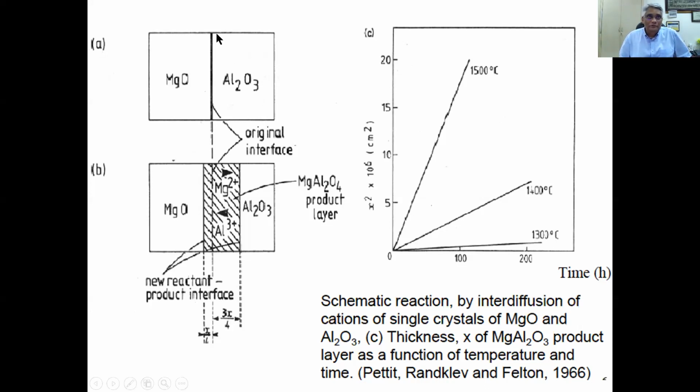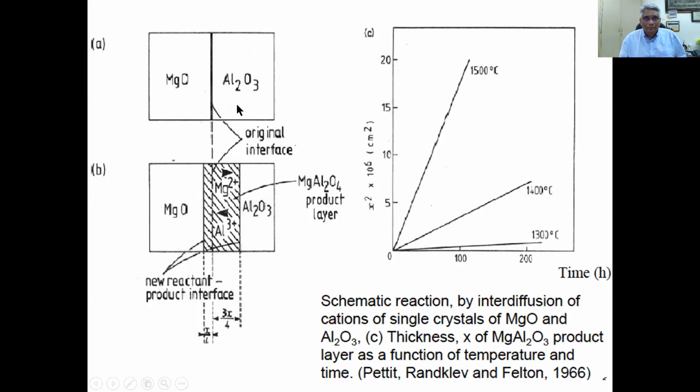Now, what happens when you subject a combination of these two to high temperature heating? You'll start, so there can be no diffusion at room temperature, obviously, because you need to give energy to these ions to diffuse across. And so what we are doing in that process is, when you subject this block consisting of two blocks of MgO and Al2O3 with an interface there, right?